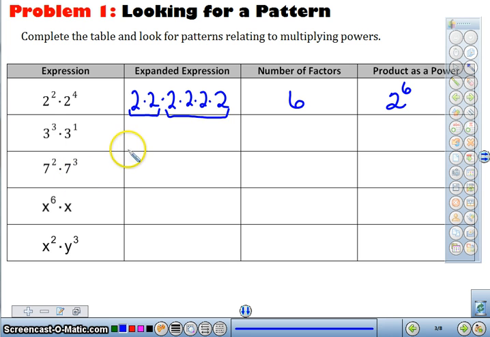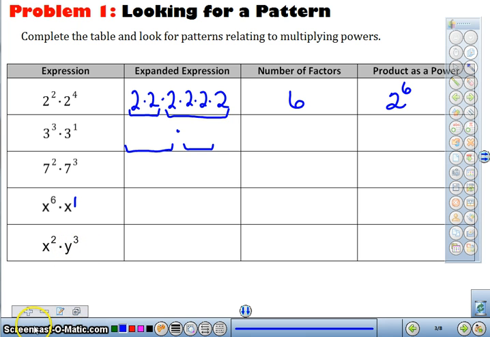Pause the video. Think about what that 3 to the 3 is telling us. Think about what 7 to the second, 7 to the third, x to the sixth. Here's one you haven't seen before. If there's no exponent, what is understood to be there? Most mathematicians always believe that it's a 1. And then you have y to the second, x to the second times y to the third.